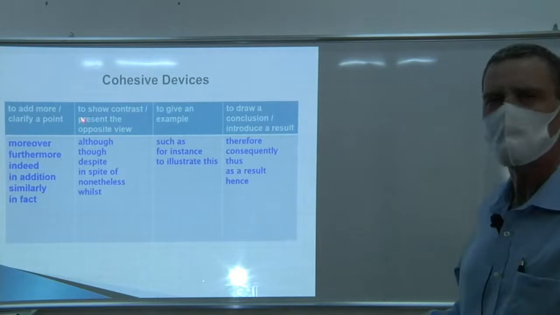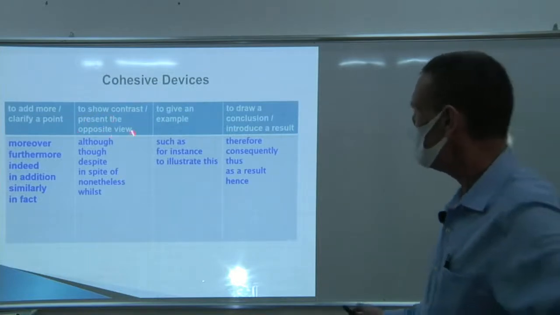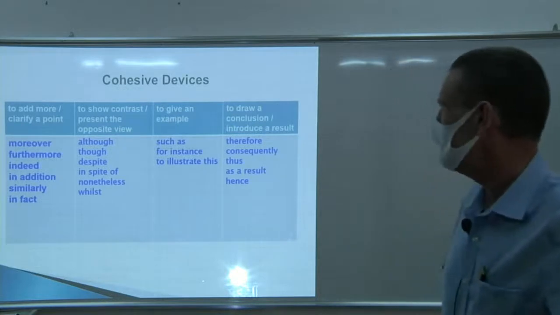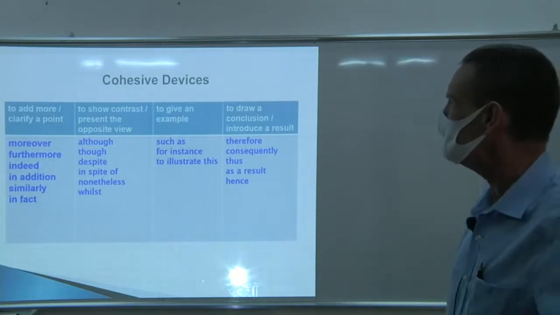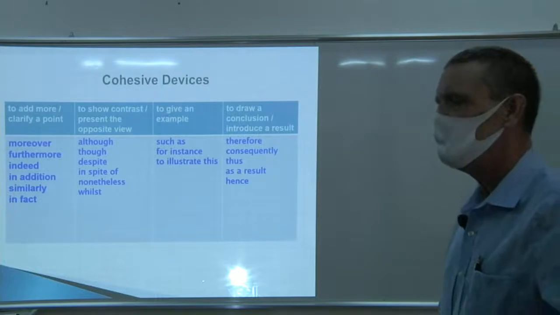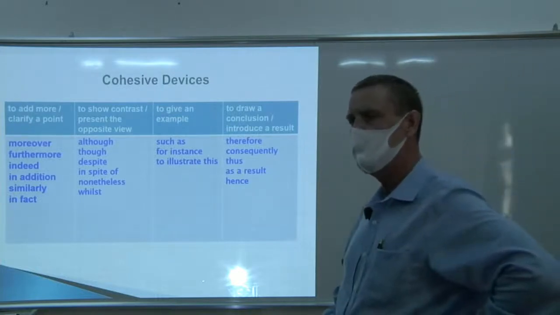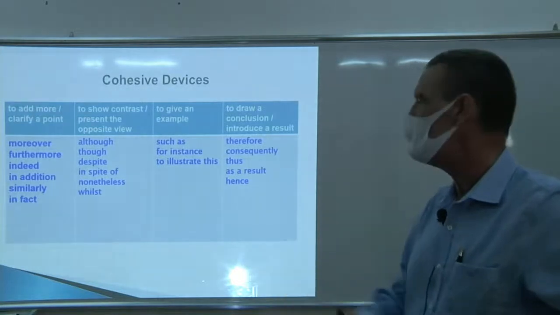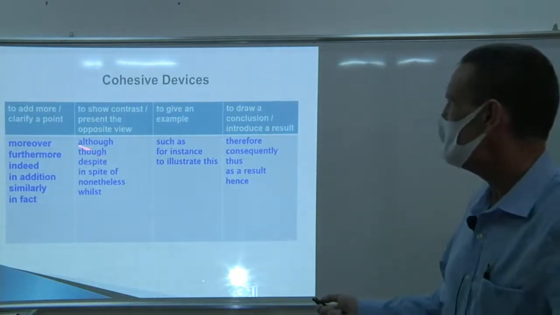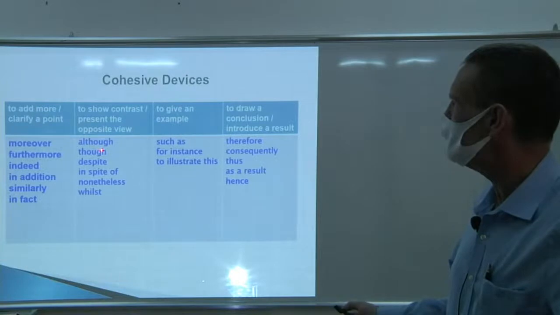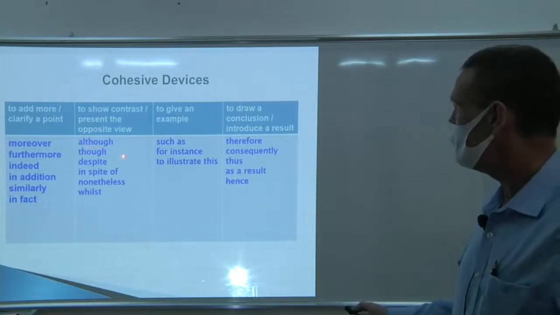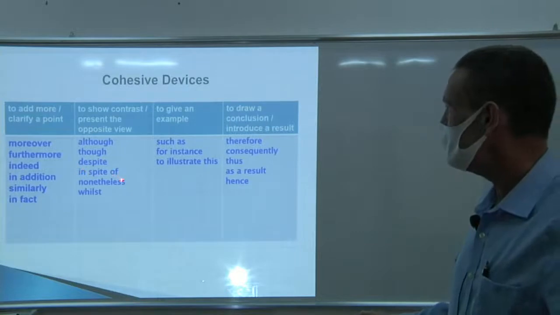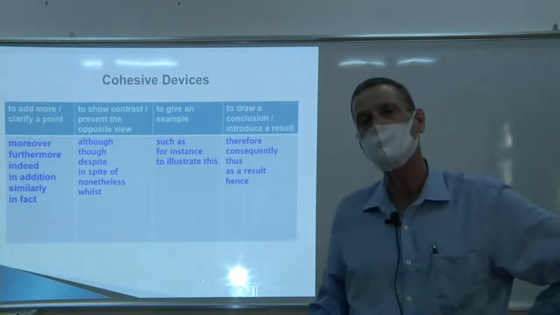To show contrast, and another way of saying that is present the opposite view. Words like but, however, and I did not put those in this list today. If somebody says but or however, they're giving us a contrasting view or a different point of view from the earlier part of the sentence. And then some of these that you might not be as familiar with. Although, though, despite, in spite of, nonetheless, and whilst.